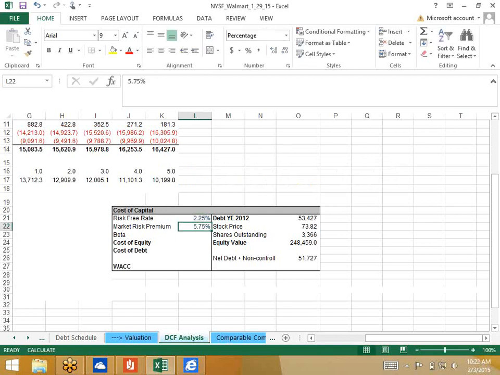But hold on, I want to use the numbers in the book because this is a data analysis. That's where you get the information currently. At the time, the treasury rate was, it looks like I used 2.93. We used 2.93, so it went down a little bit. And the market risk premium at the time was 6.